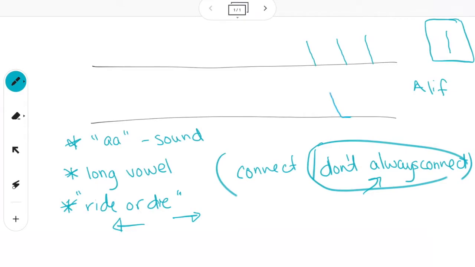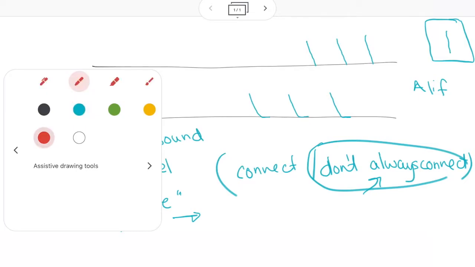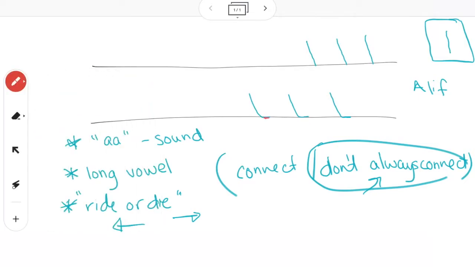When it connects to what comes before, this is how we connect it. You have a connecting line, and then you simply draw the alif up like this. And that connecting line that we have right here, this portion is what will connect to some sort of letter before alif. Okay? But if I had another letter after the alif, it would not connect to it. Okay? So no new friends. It will never connect to what comes after it.